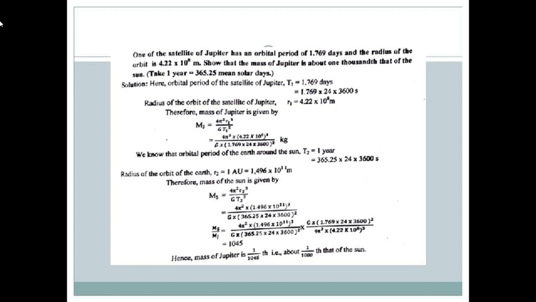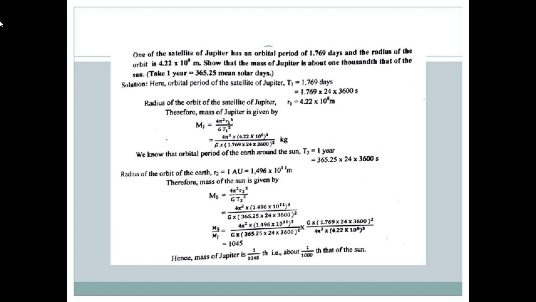Here the orbital period of the satellite of Jupiter is given, T1 is equal to 1.769 days. We need to convert it into seconds. Therefore, multiply by 24 × 60 × 60. So when you solve, you will get some answer. Now the radius of the orbit of the satellite of Jupiter, R1, is equal to 4.22 × 10^8 meter.